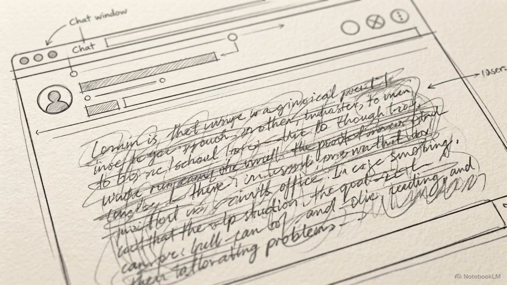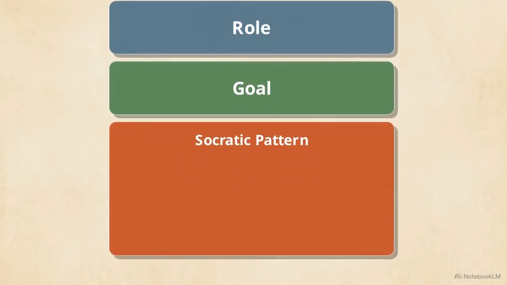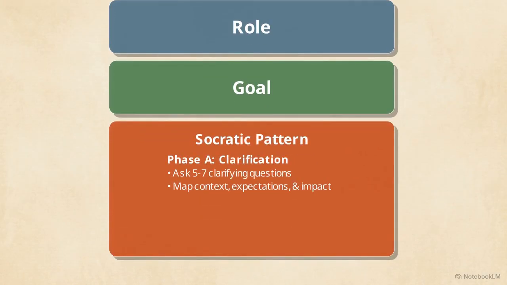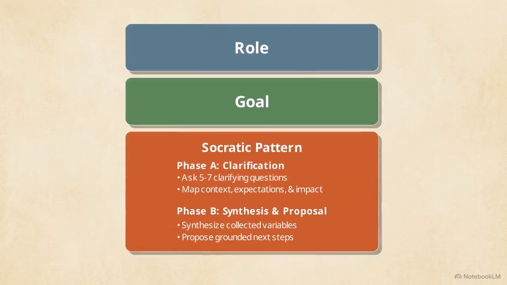Even with a clear direction, the AI will still try to solve the problem immediately. We introduce the Socratic pattern to pause that impulse and force the AI into a diagnostic mode. Type in, "Ask 5 to 7 clarifying questions about expectations, context, and impact." This guarantees it collects necessary variables. Add, "Then synthesize my answers and propose next steps."